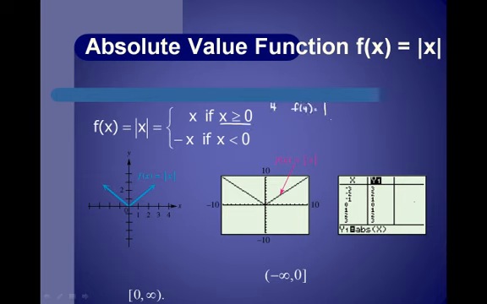F of 4 means the absolute value of 4, and the function says that the absolute value is just that number, so it would be 4. If we picked x as negative 3, then f of negative 3 means the absolute value of negative 3, and what our function says is it's the opposite of whatever that x value is. So in this case it would be the opposite of negative 3, which is positive 3.